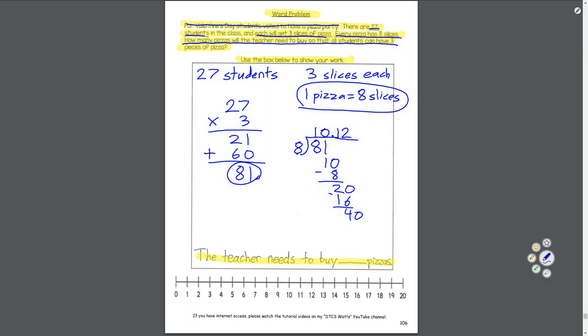And you can keep going and going. So what this means is she needs to buy 10.12 pizzas. Can you do that? Can you call Pizza Hut and say, "Hey, I want 10.12 pepperoni pizzas"? They're going to say, "What are you talking about? You either buy 10 or 11, man. We're not giving you one slice of pizza." So the only thing she can do, to be fair, is just buy 11 pizzas. Okay? Because if she only buys 10, that means one kid is not getting his 3 slices of pizza. Okay? Get it? You get it? Ha ha ha. Good. The teacher needs to buy 11 pizzas. You understand?